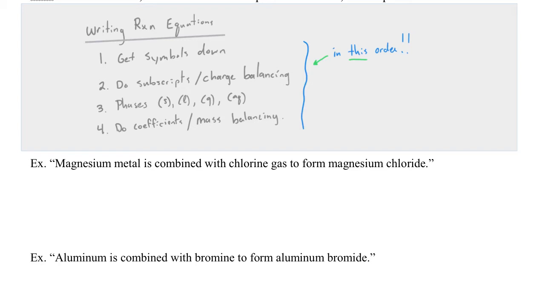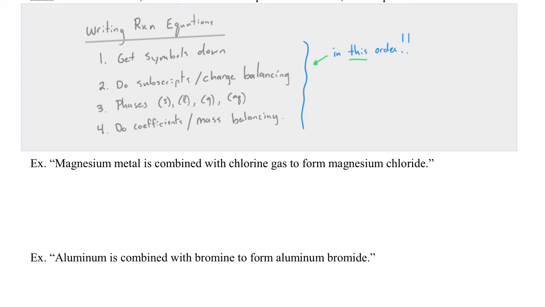Now, before we do that, look at the second step here. It says, do the subscripts and charge balancing. That's in the second step. So in this first step, we're not going to do any subscripts. It's really important. We just want to write the symbols down in the most simple way possible without any worry about subscripts, coefficients, or anything.